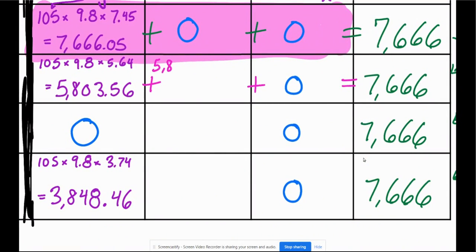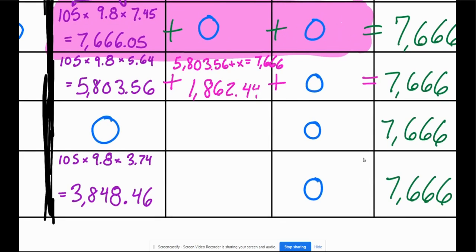So 5,803.56 plus whatever this is going to be, I'll call it X, is equal to 7,666. So that means I'm going to subtract it from both sides. And what I get is going to be 1,862.44. Excellent. I'm just going to leave off this 0.44. It's fine. 1,862 is good enough.